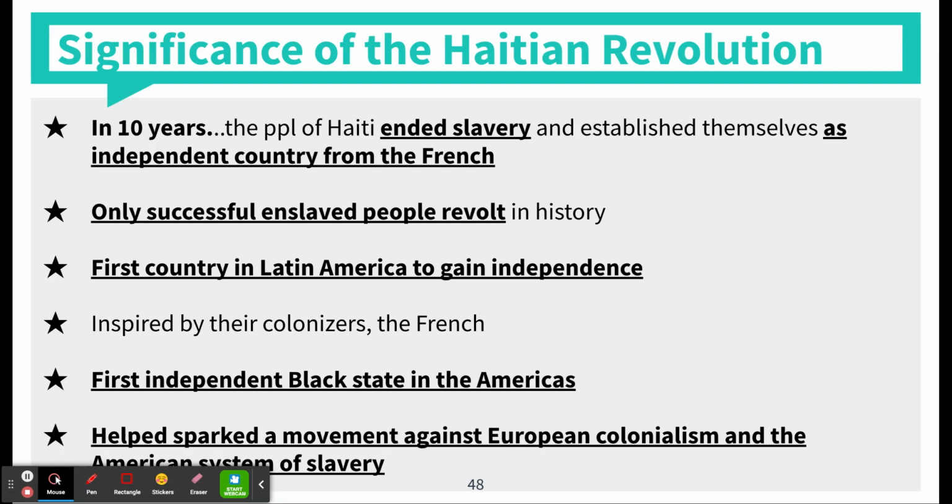So, what is the significance of the Haitian Revolution? Well, I think it would be helpful to write down. There are five things starting here. Maybe write down three of them that are most interesting to you. I don't care which three.